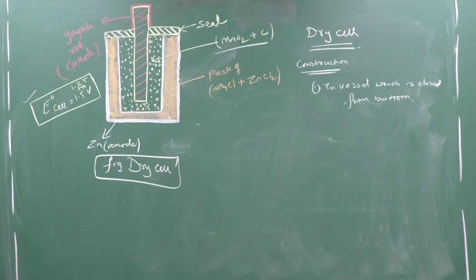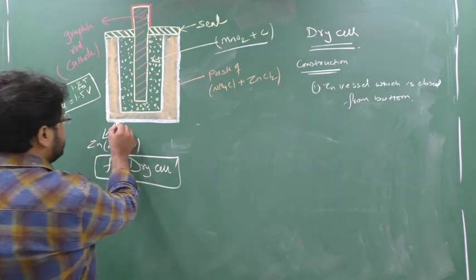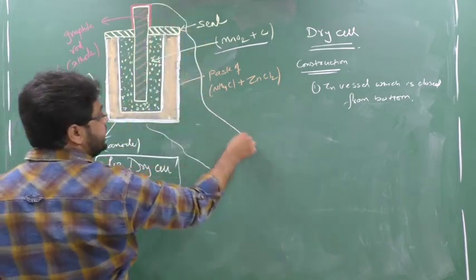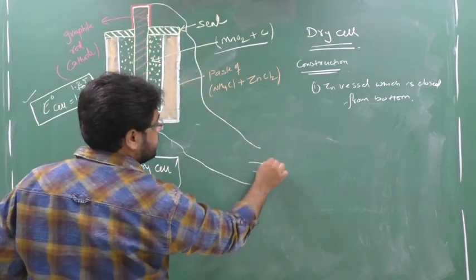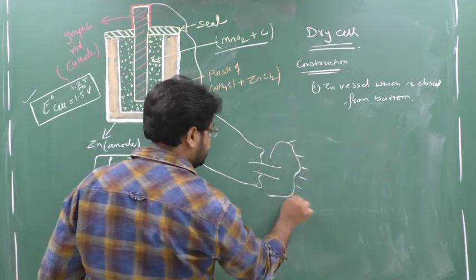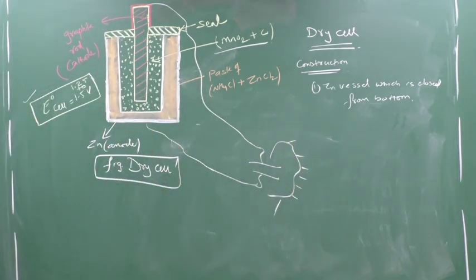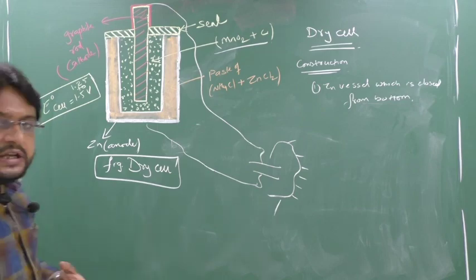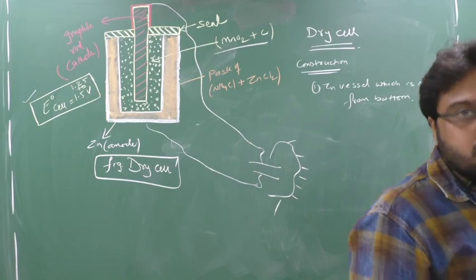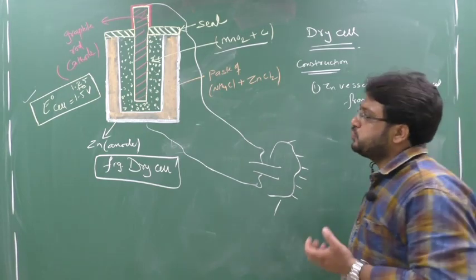Clear? Now what happens when the zinc portion and this graphite are connected together to a bulb or any load? This bulb will glow. So why is this bulb glowing? You have to see the reaction. Zinc here will act as an anode and this graphite portion will act as a cathode. So at the anode oxidation occurs and at the cathode reduction occurs.